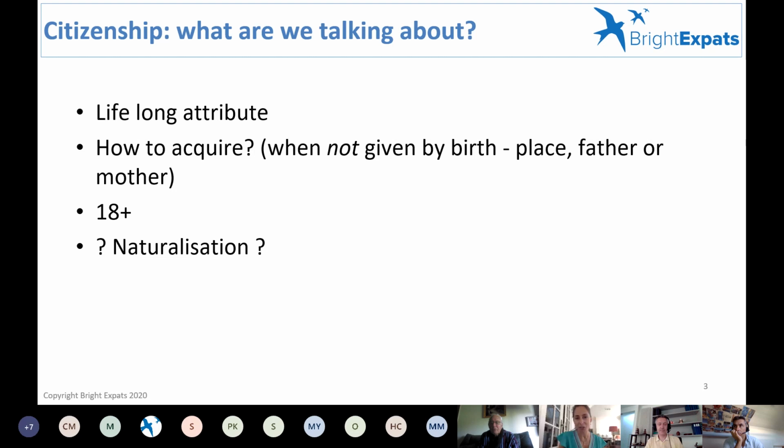So what will we be talking about today in terms of citizenship? We should keep in mind that citizenship should be a lifelong attribute, something that you receive and then keep till the end of your life. This is not the case for residency. How to acquire citizenship? We will see here how we can obtain that attribute when it is not given to you by birth, because you're born in Belgium or because your father or mother is Belgian. We will see how the question is tackled for adults, so for persons aged 18 or more.